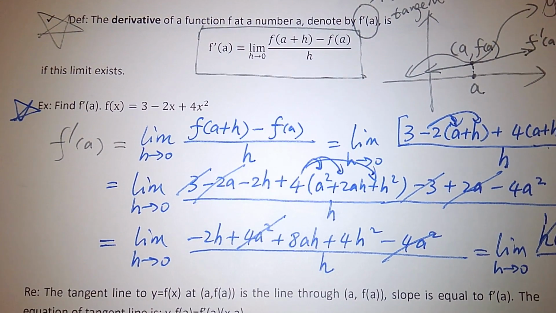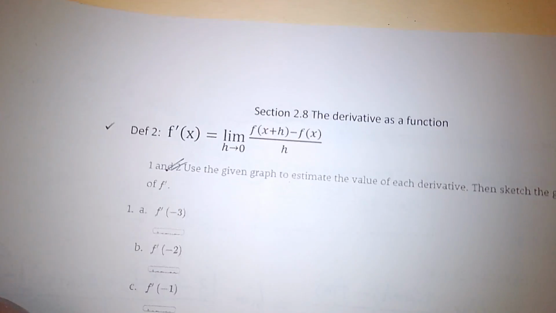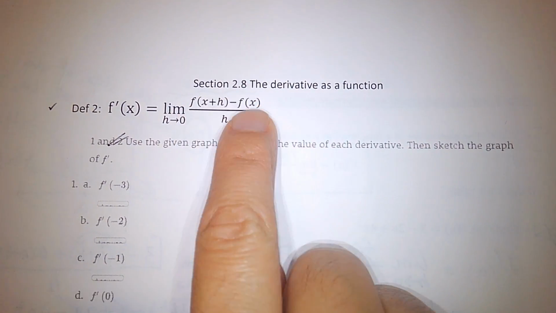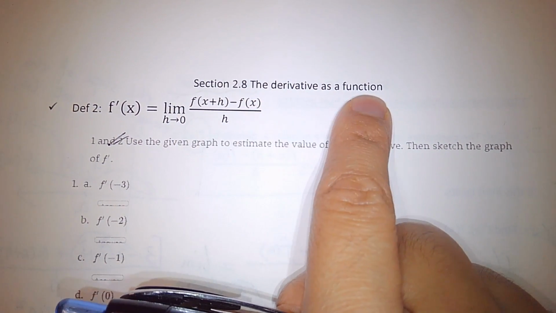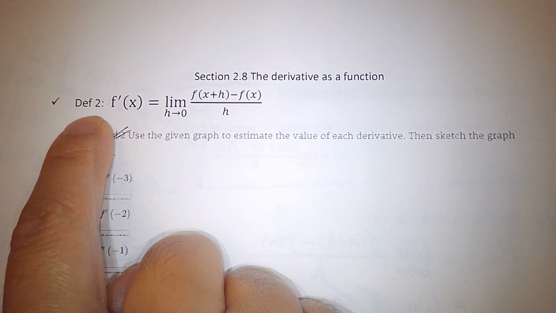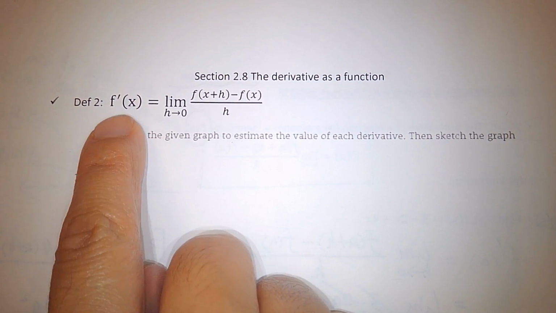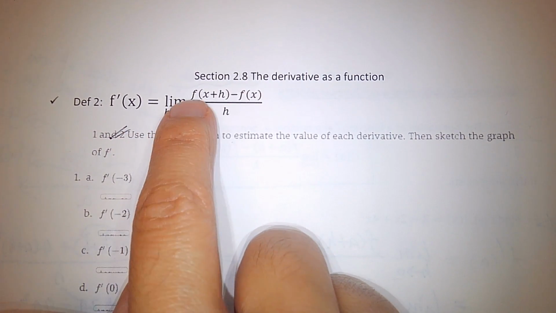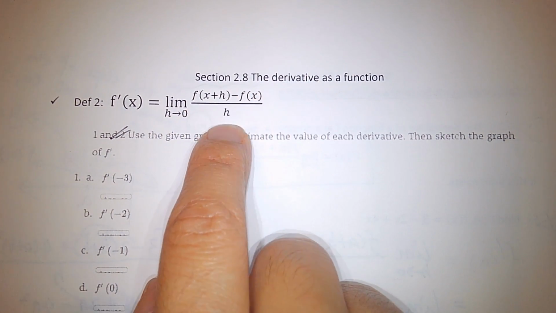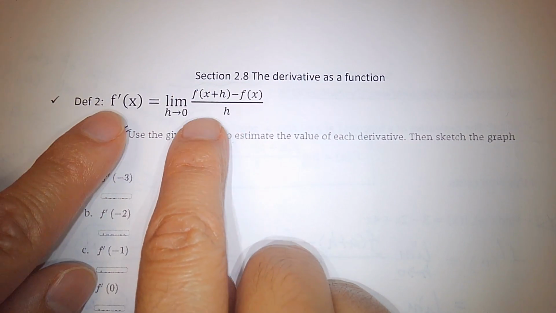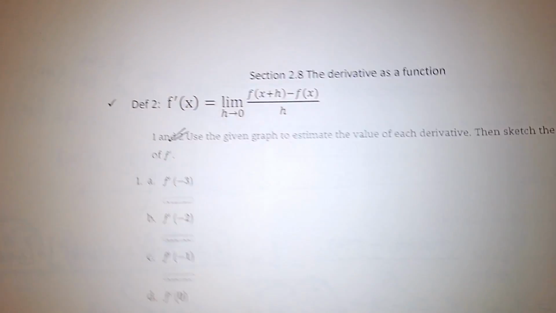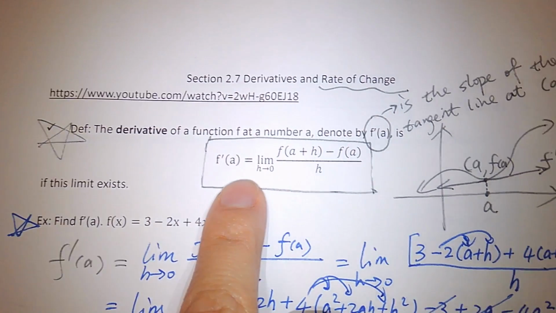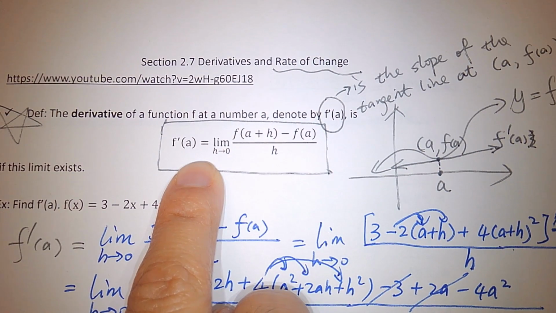Well, actually on the next page, this is section 2.8, the derivative as a function. So see, this is the so-called definition 2. Definition 2, f prime of x is defined by the limit of f of x plus h minus f of x divided by h when h approaches 0. What's the difference between this formula and this formula? They are the same thing.